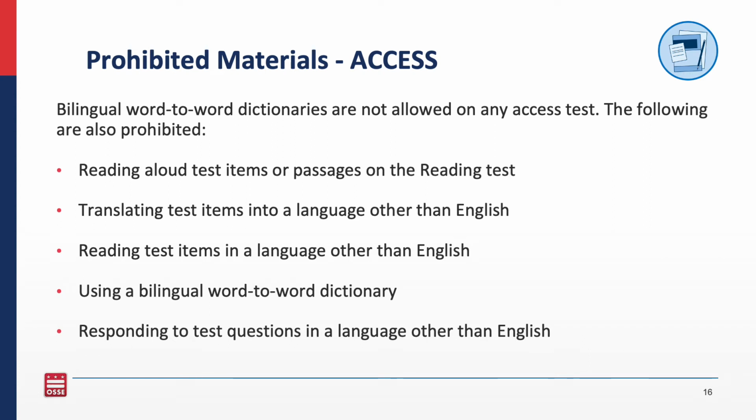Prohibited actions specific to ACCESS. Bilingual word-to-word dictionaries are not allowed on any ACCESS test. The following are also prohibited: reading aloud test items or passages on the reading test, translating test items into languages other than English, reading test items in a language other than English, using a bilingual word-to-word dictionary, and responding to test questions in a language other than English. Additional guidance can be found in the ACCESS Test Manuals available on the WIDA website.